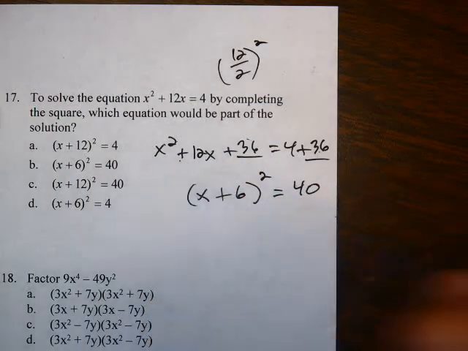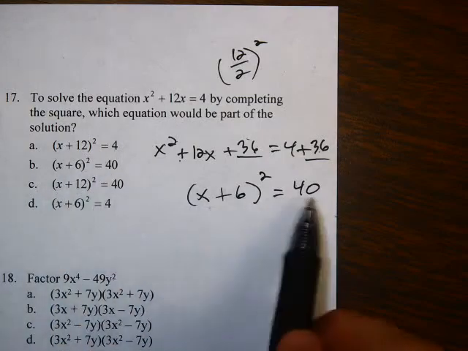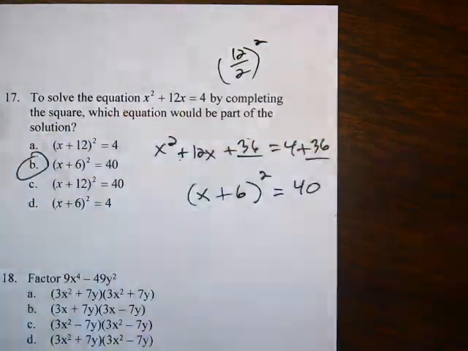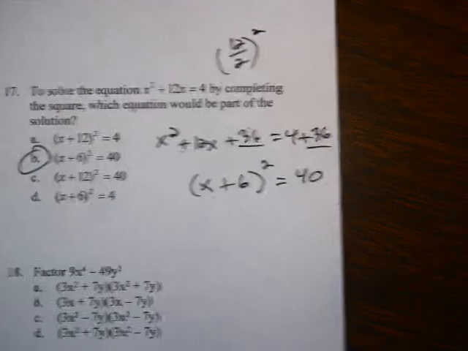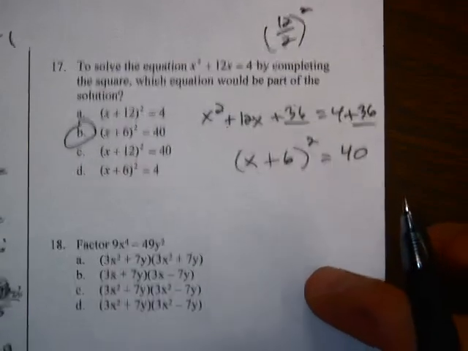The sign in the middle goes right there. X plus 6 quantity squared equals 40, matches what I have here. I don't have to finish solving. I'm done when I get there. So 17, our solution is B. 18.